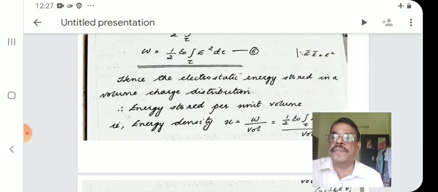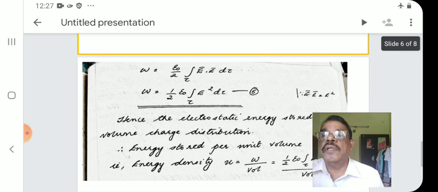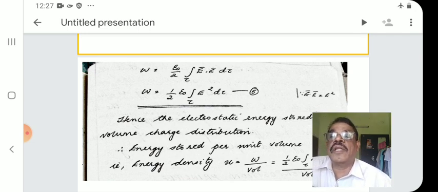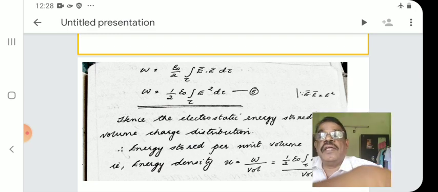That is, W is equal to minus into minus, plus epsilon 0 by 2 volume integral E dot E dτ. E dot E is E square. W is half epsilon 0 volume integral E square dτ. That is the final answer.